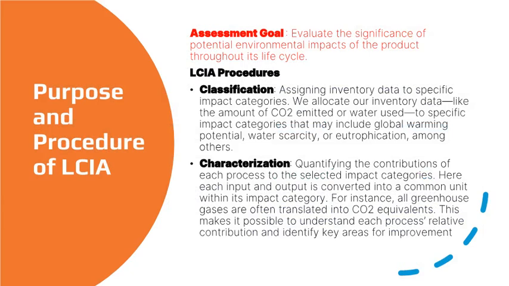Classification and characterization are pivotal steps in the Life Cycle Impact Assessment (LCIA) process, where we assign inventory data to specific impact categories and quantify their contributions. By translating raw data into common units within impact categories, businesses can assess the relative significance of each process and identify areas for improvement. Understanding the nuances of classification and characterization enables businesses to gain insights into environmental impacts and prioritize sustainability efforts effectively.